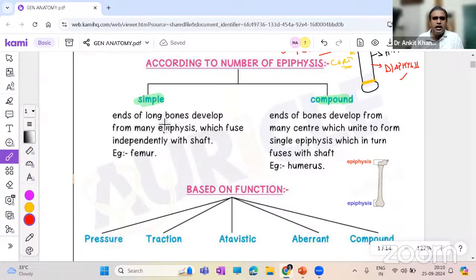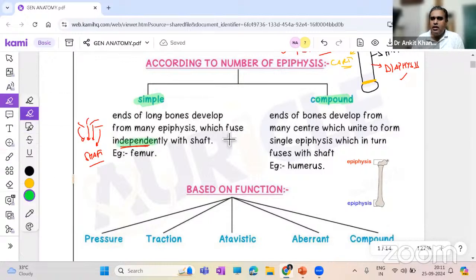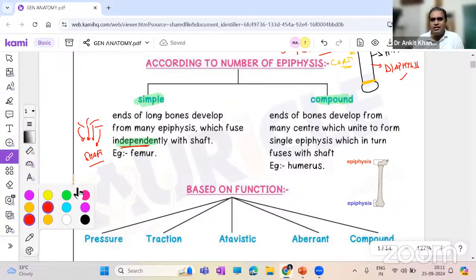Simple epiphysis: the ends of a long bone develop from many epiphyses which fuse independently with the shaft. So there are multiple epiphyses which are fusing independently with the shaft. The word independently is important over here. In the compound type, the ends of the bone develop from many centers which unite to form a single epiphysis, which in turn fuses with the shaft. It is a very straightforward and simple way to understand. What is that? You have a shaft over here. Suppose this black color is a shaft.